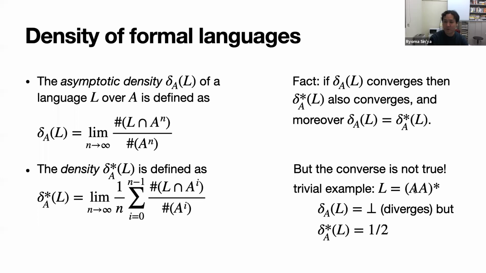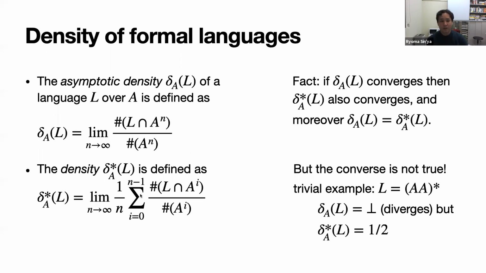The set of all words of even length has this property, because the fraction value is 0, 1, 0, 1, 0, 1, 0, 1, and never converges. But its average is always half, okay? 1/2. So it converges to 1/2.